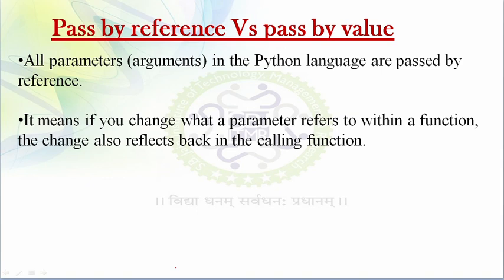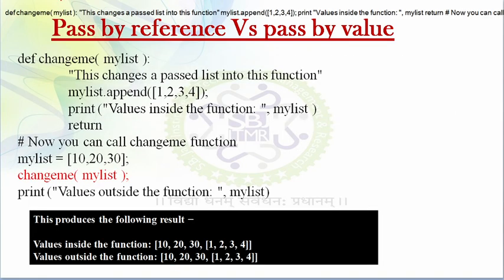The next concept that we will learn today is pass by reference and pass by value. Basically in Python programming, all the arguments that we pass are passed by reference. It means if you change any parameter value within a function, that change will also be reflected in the calling function.